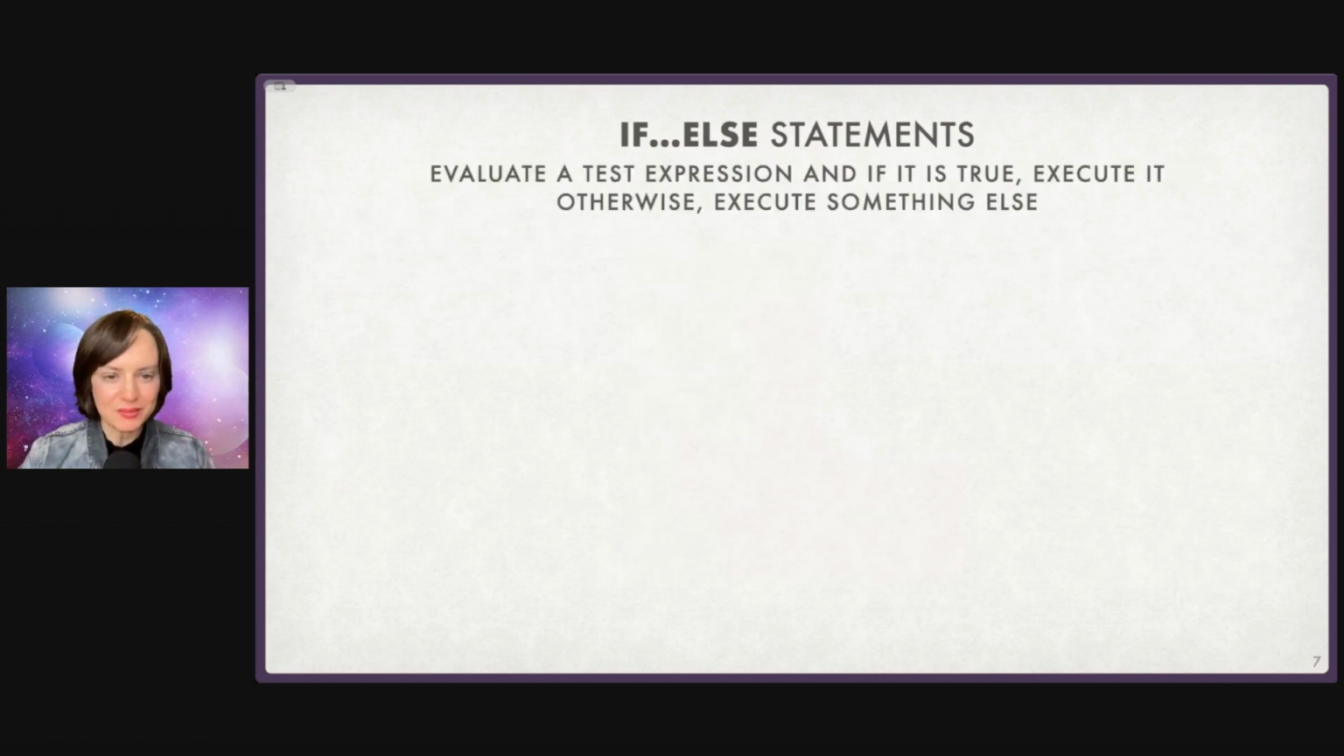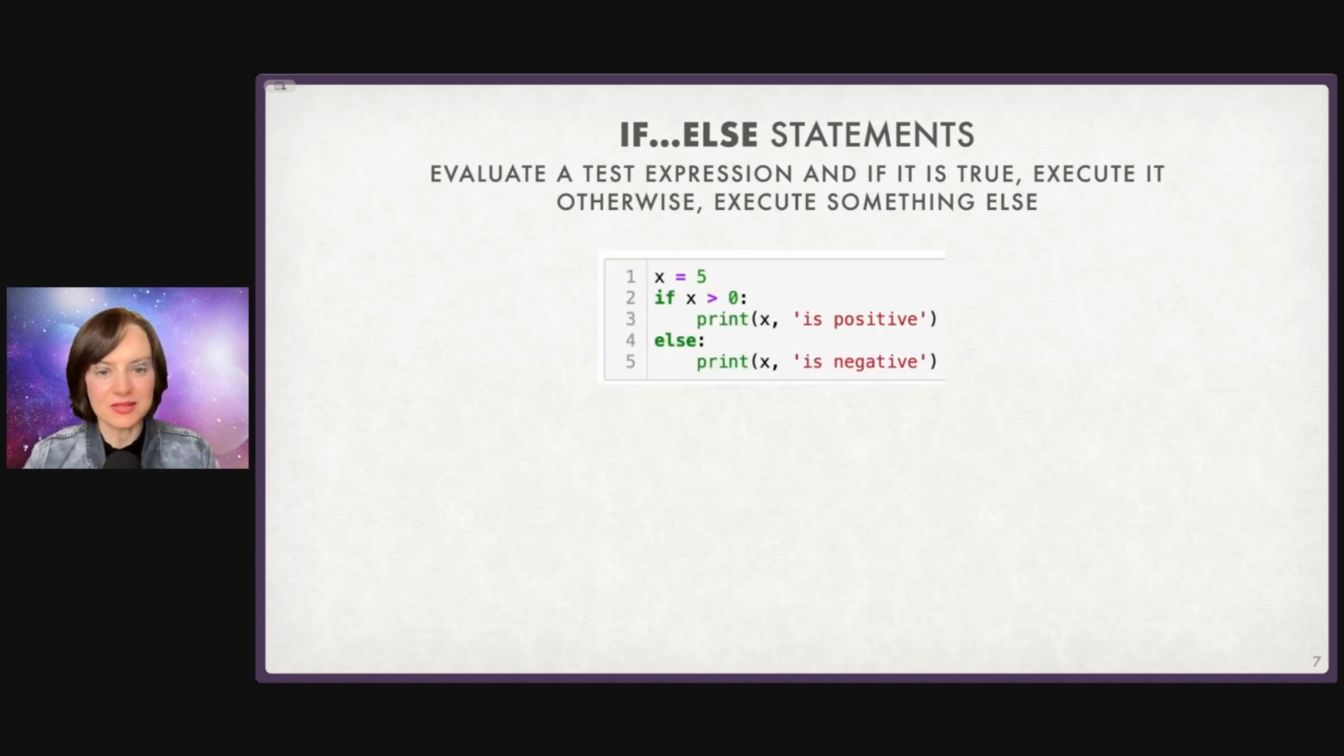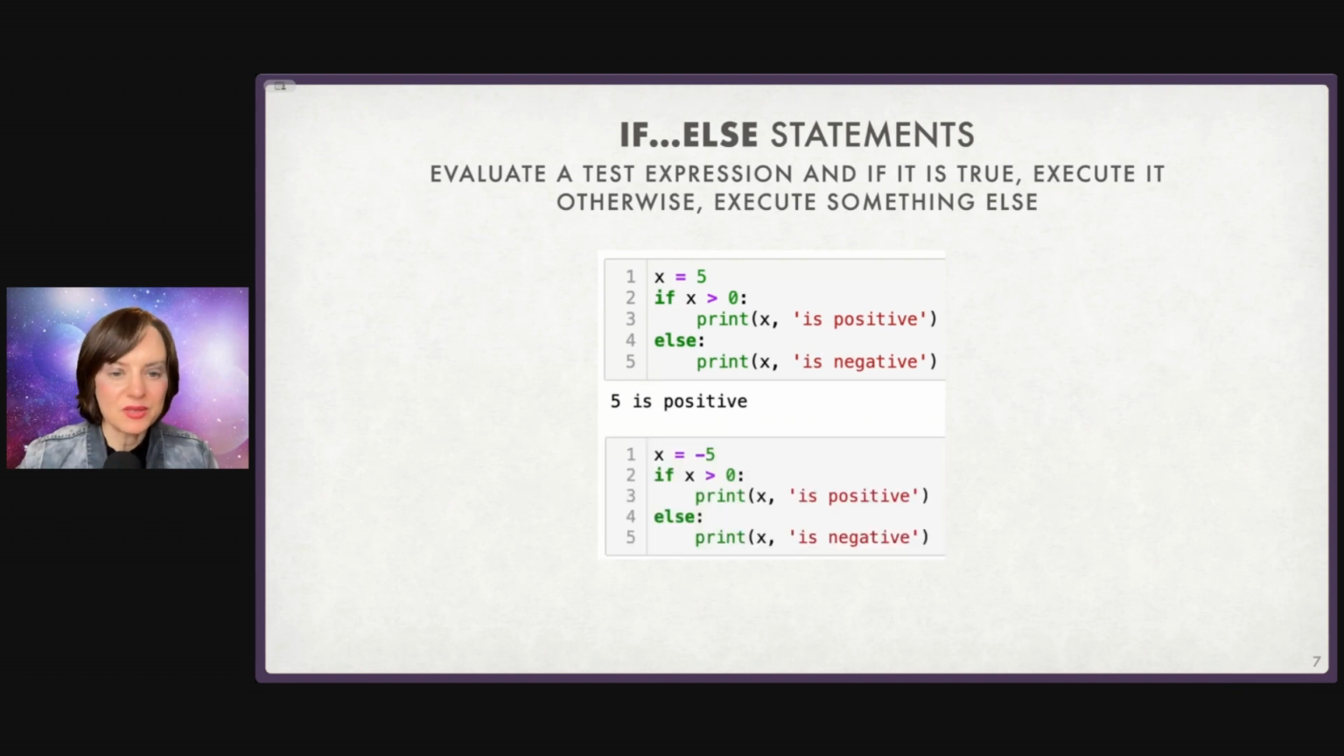Let's see some if-else statements. So we're going to evaluate a test expression. If it's true, execute it. Otherwise, execute something else. All right, so x is 5. If x is greater than 0, print x is positive. Else, print x is negative. And again, these are trivial to the point of almost ridiculous, but truly type them out, practice them. This will help you in the long run, I promise you. 5 is positive is what we get in return. Same thing. Now we set x equal to -5. Lo and behold, we get -5 is negative.